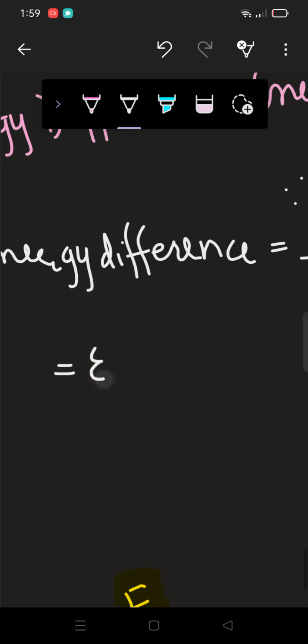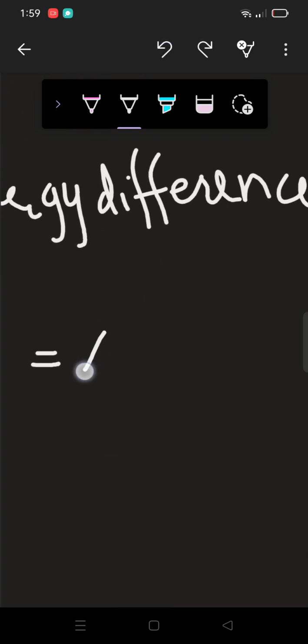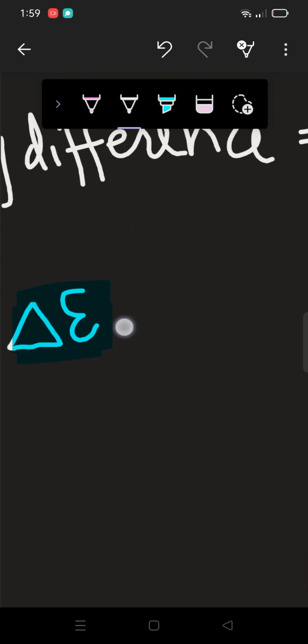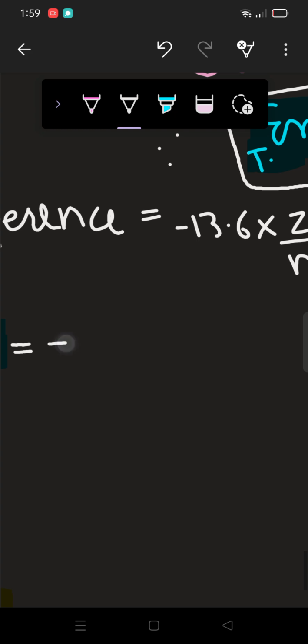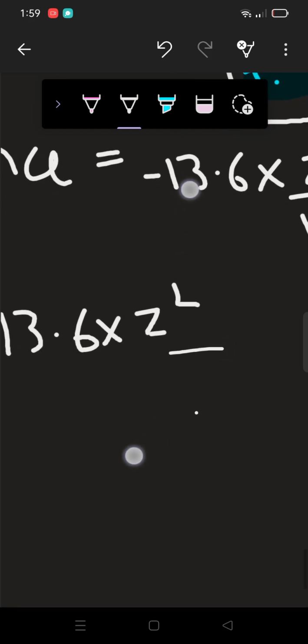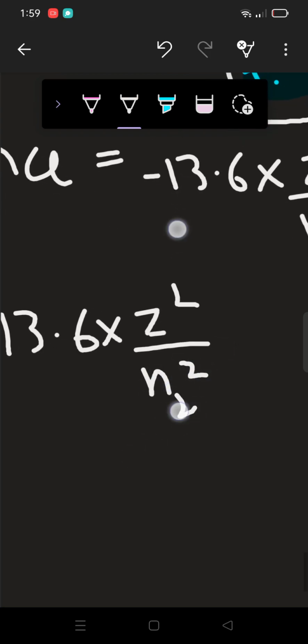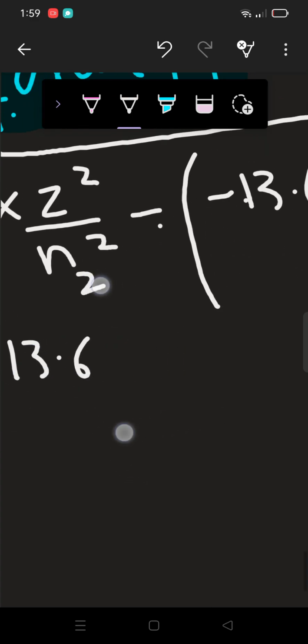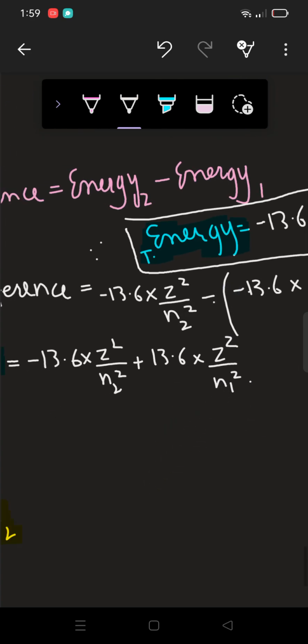So this is what we have done till now. Now I am going to write this energy difference as del E. Del E means change in energy. I just need to highlight this. So del E is equal to minus 13.6 into Z square by n2 square. Now see, minus minus plus, so plus 13.6 into Z square by n1 square, the energy of the first orbit.